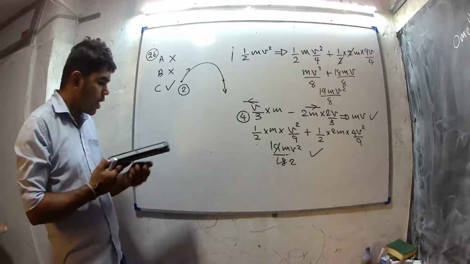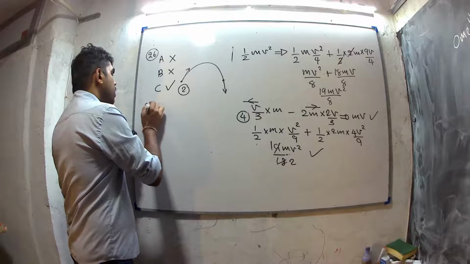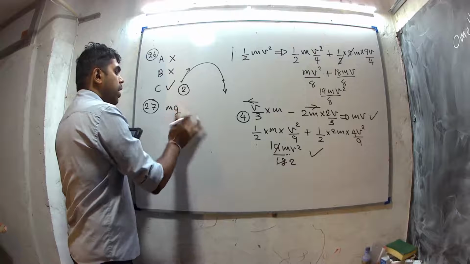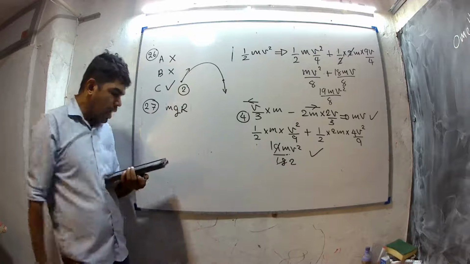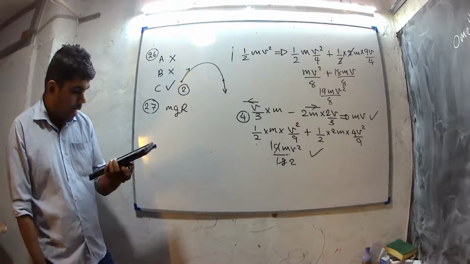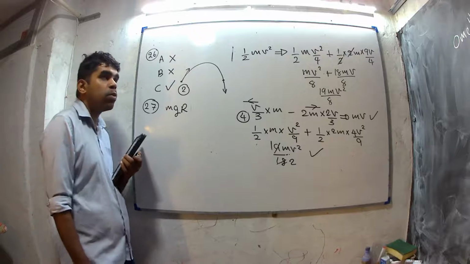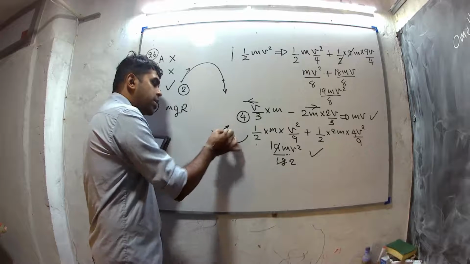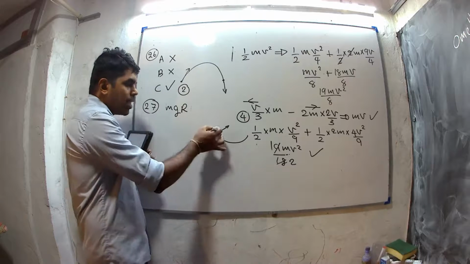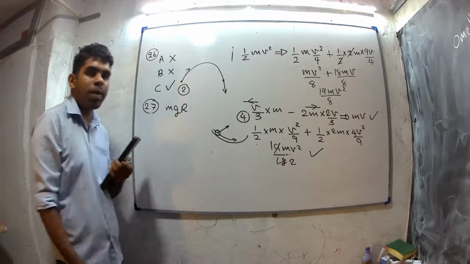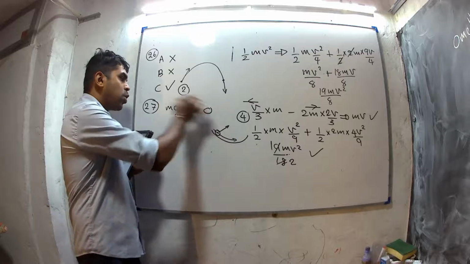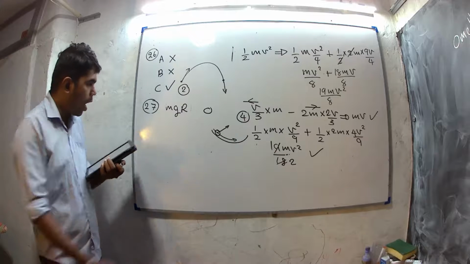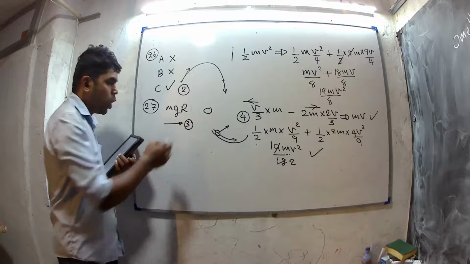The work done by the gravitational force is mgr, because it is moving a height r in the downward direction, and there is no work done by the normal force. The normal force means the reaction. The reaction is in this direction, perpendicular to the path, but the object is moving in this direction. The movement is perpendicular. Therefore, there is no work done by the reaction. So mgr and 0, the answer is 3 for question number 27.